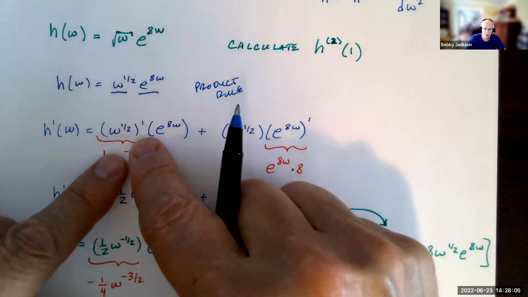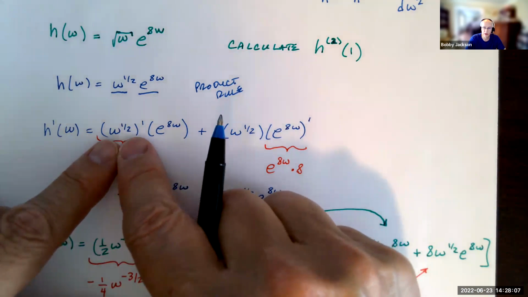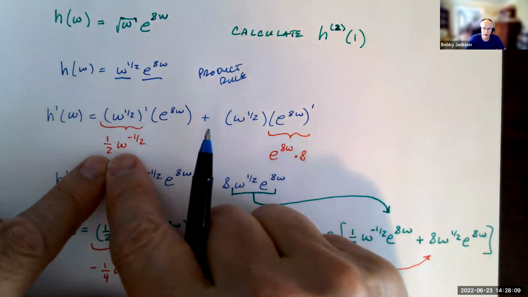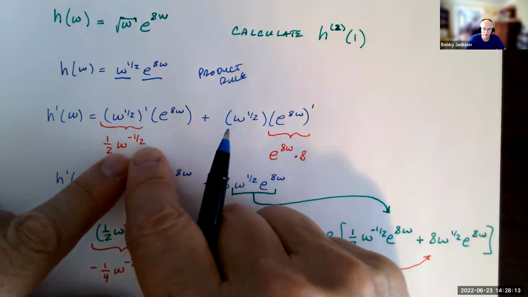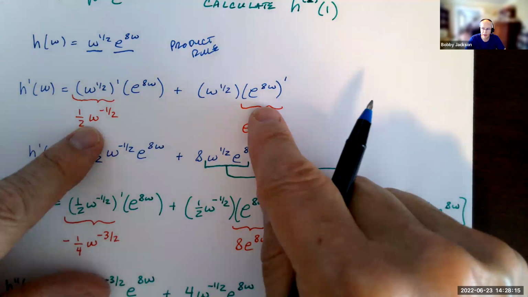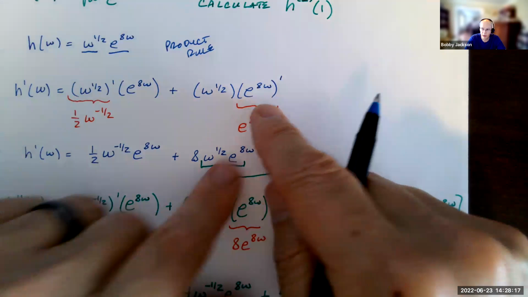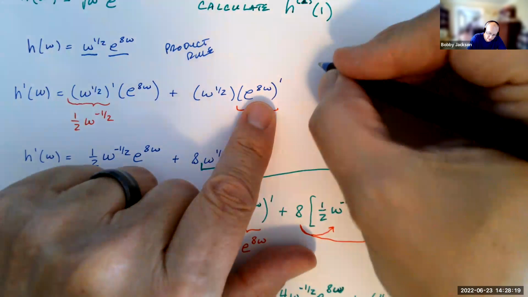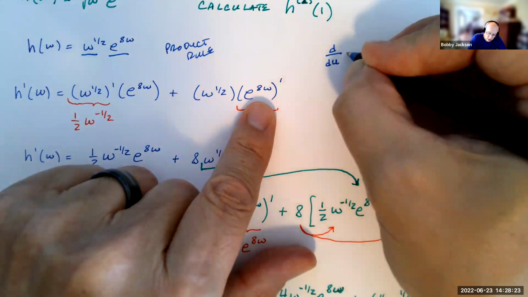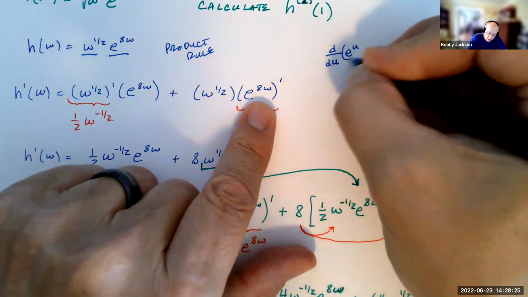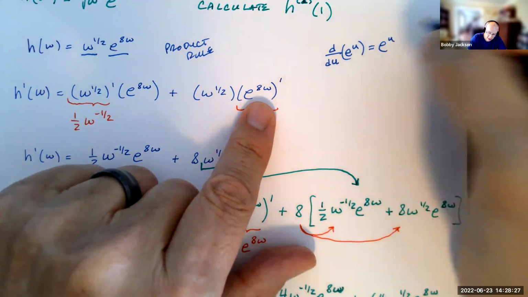Derivative of the first one, remember w is the independent variable here, so this is just power rule. I bring the 1/2 down. W to the what? 1/2 minus 1 is negative 1/2. Here we have the derivative of e to the 8w. That's a chain rule, right? In general, if I'm taking the derivative with respect to u of e to the u, I just get e to the u, right?